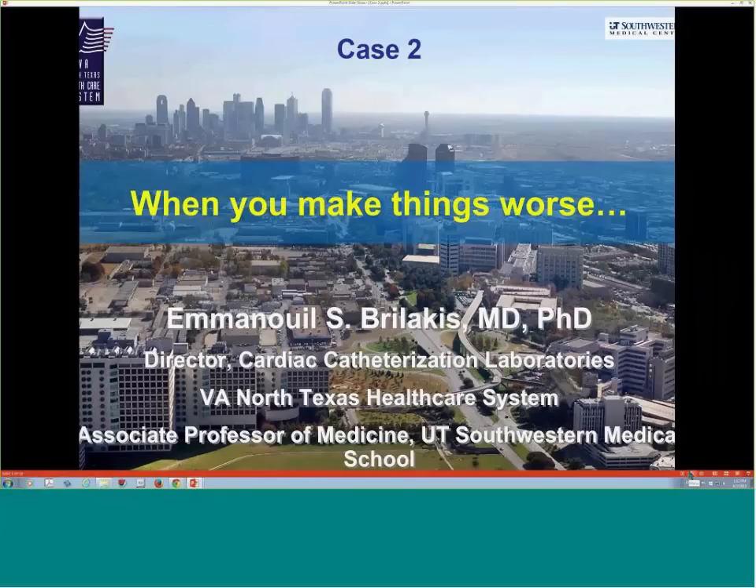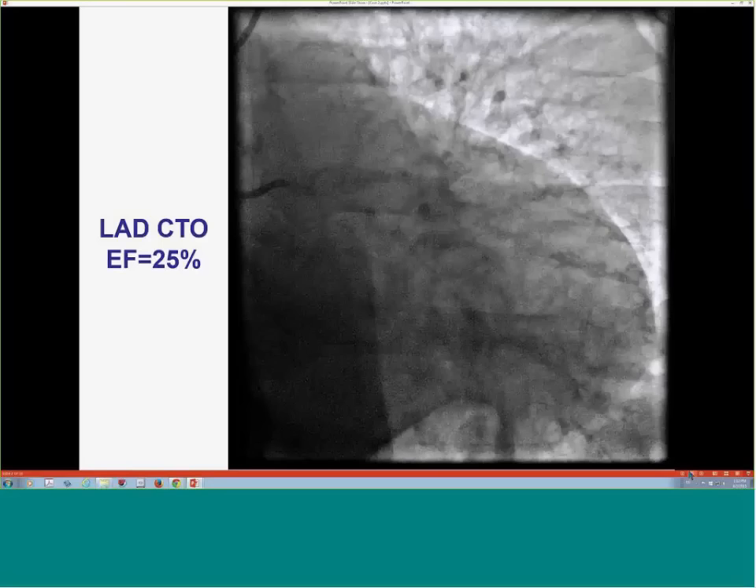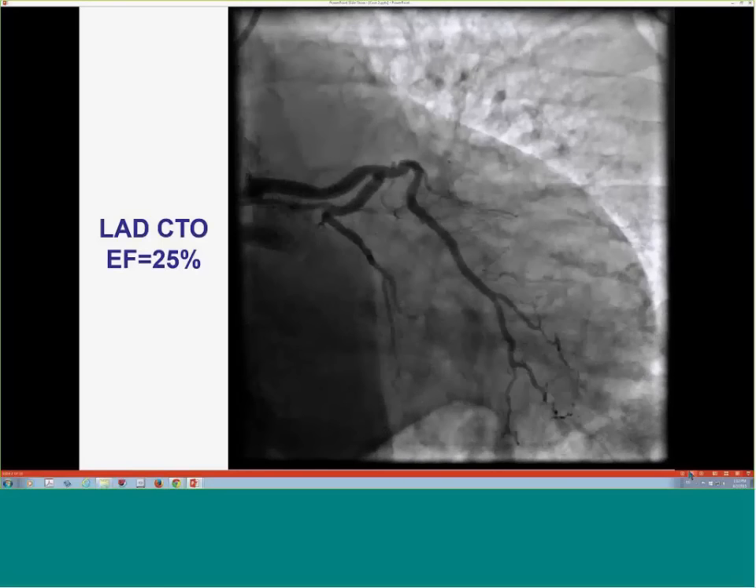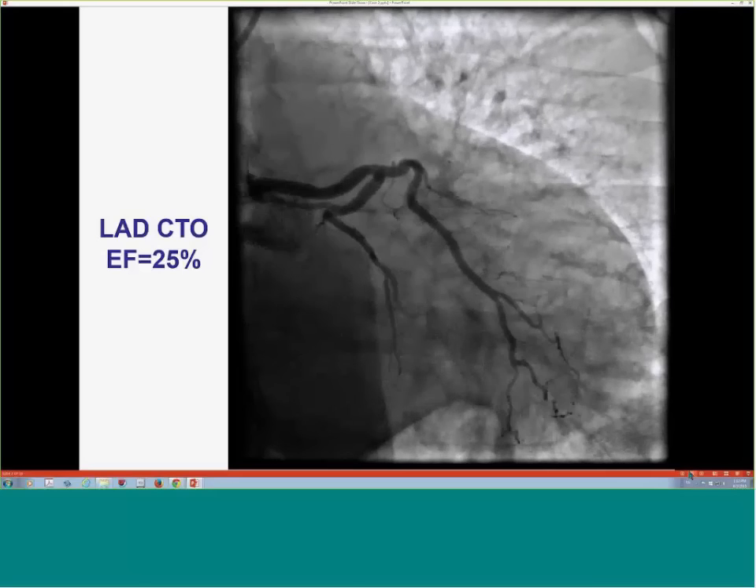So again, that's a case out of the ordinary, just to share some new experience we had. Going on to another case. This was a patient who came in with heart failure, essentially, and exertional angina. He had an ejection fraction of 25%.